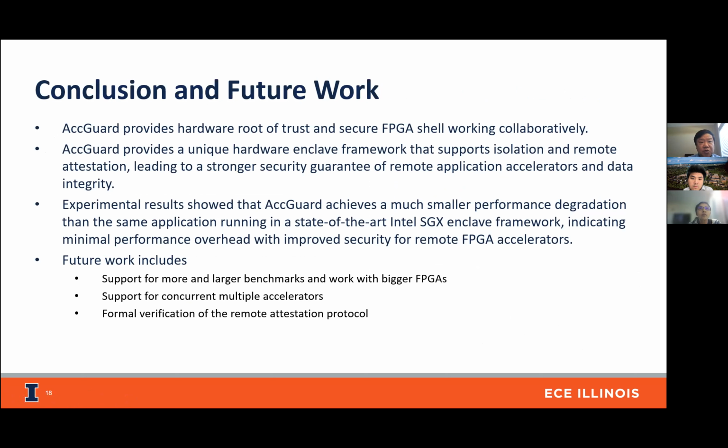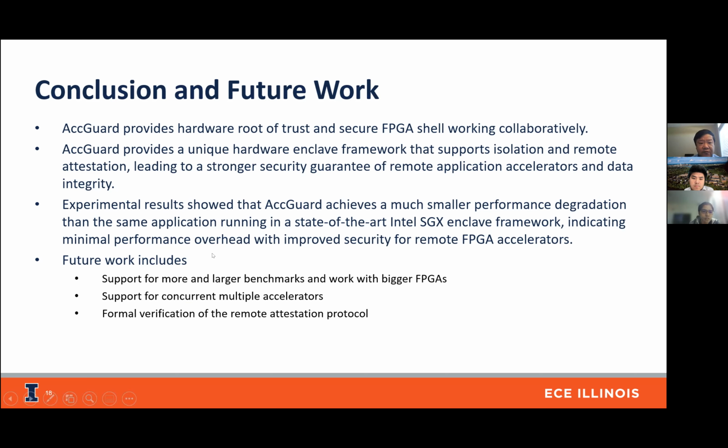So in conclusion, ArcGuard provides a hardware root of trust and secure FPGA shell working collaboratively, and provides a unique hardware enclave framework that supports isolation and remote attestation. And we have a proof of concept that shows that ArcGuard can achieve much smaller performance degradation than the same application running on a state-of-the-art Intel SGX enclave framework.